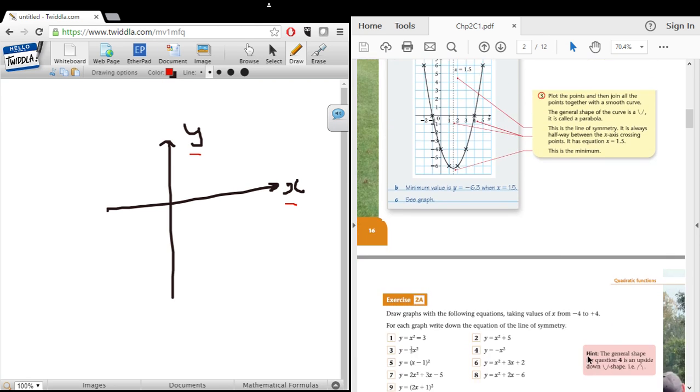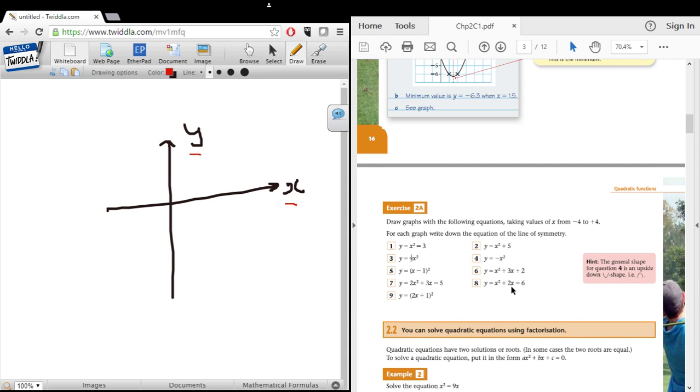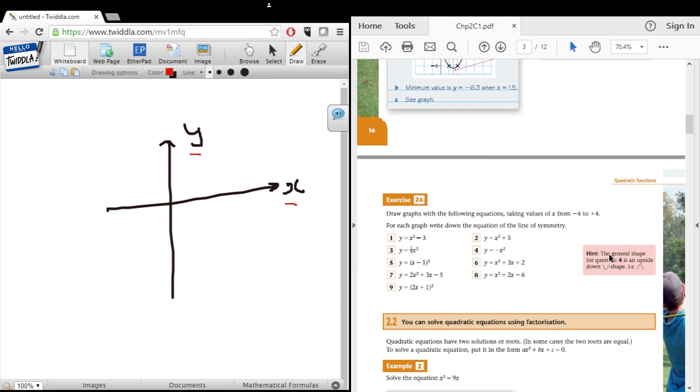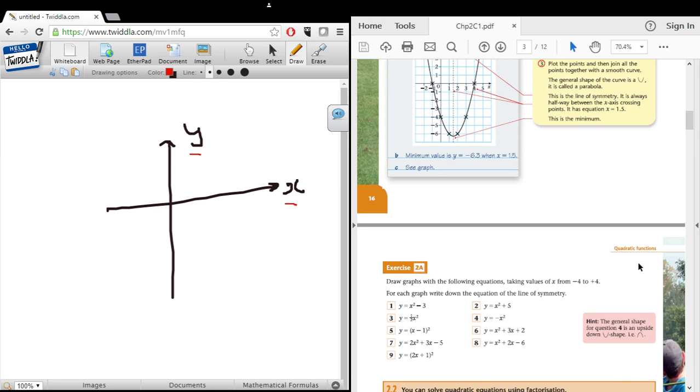So let's just move on. You've got some questions here to do. Again, it gives you the values, so all you need to do is just plug the values in as we had done before, and then we can work out the answers. There's a hint here. The general shape for question 4 is an upside down shape. So let me just give you a few terminologies. This is known as the trough, and this is known as the peak. That's all you need to know in terms of the graph shapes at the moment.